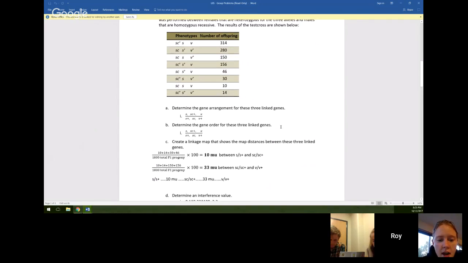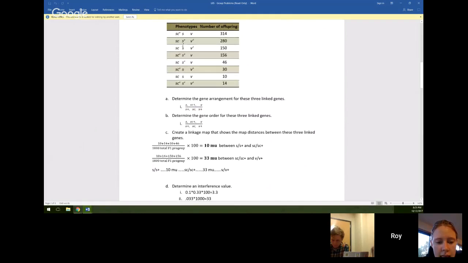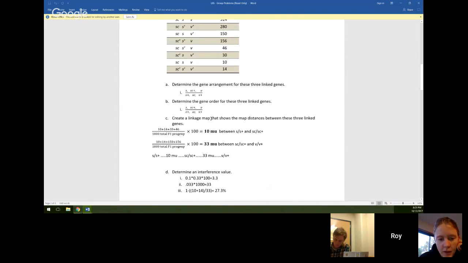So for A, the gene arrangement is S and then SC plus, then V over S plus, SC and V plus. The gene order for these 3 linked genes is pretty much the same as how we arranged it initially: SC plus, V and S plus over S plus, SC V plus.